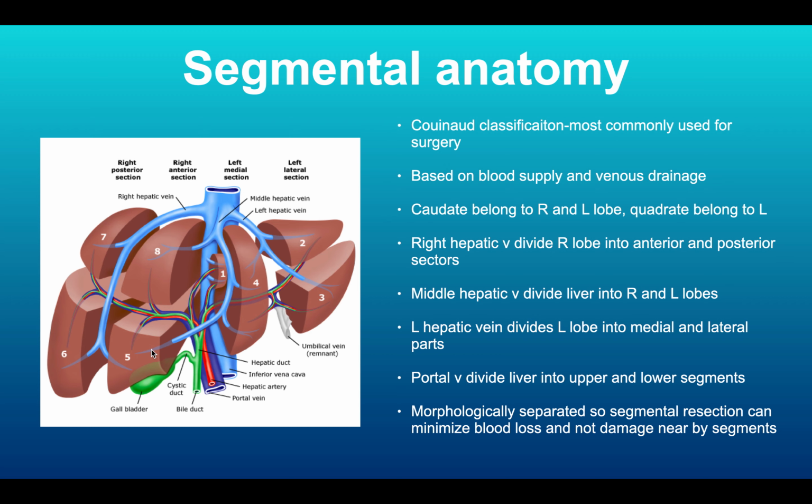So the right hepatic vein will separate the right lobe into the anterior and the posterior sections, and the middle vein will divide everything into the right and left lobes, and then the left hepatic vein will divide the left lobe into the medial and the lateral parts. And then the portal vein is going to divide the liver into upper and lower segments. All this is separated so the segmental resections can minimize the blood loss and not damage nearby segments. So if you need to get rid of segment number 7, the topmost part of your right lobe, you have to keep in mind the right hepatic vein.